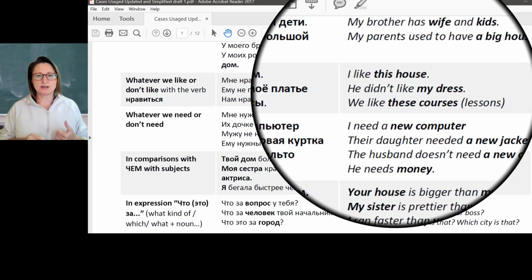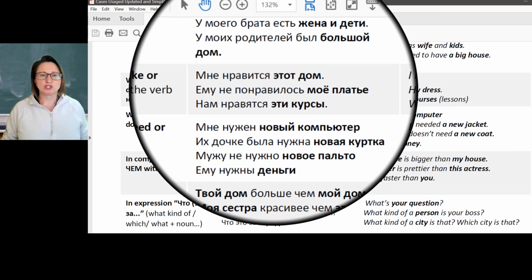I like this house. He didn't like my dress. We like these courses or lessons. I, he, and we in English are the subject of a sentence. In Russian it will not be if you use the verb нравится. So let's take a look at the Russian versions. Мне нравится этот дом. Ему не понравилось мое платье. He didn't like my dress. My dress is the subject of a sentence here. Нам нравятся эти курсы. Again, these lessons, these courses are the subject of a sentence.